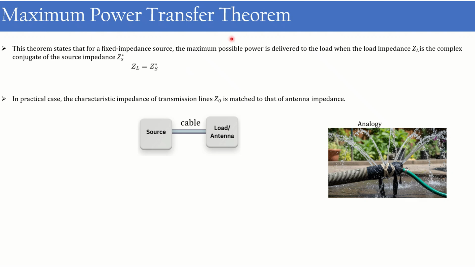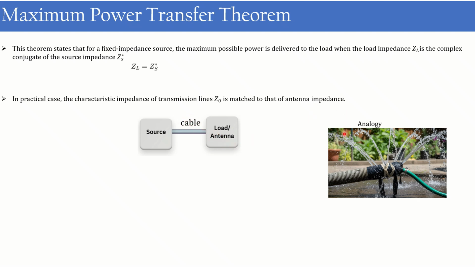Maximum power transfer says that if a source is connected to a load, for maximum power transfer to occur, the load impedance should be the complex conjugate of the source impedance. Then only maximum power transfer occurs. That means both load and source have to be impedance matched. In our antenna case, antennas are connected to the source through cables, so we have to make sure that the cable impedance is matched to that of the antenna impedance.